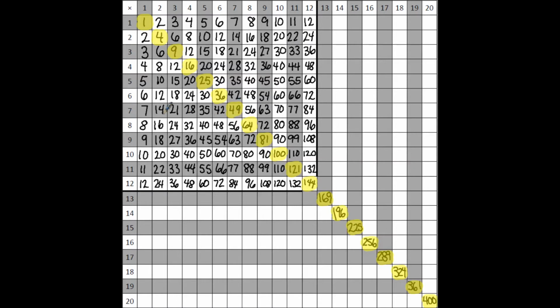The numbers along the diagonal are called something special. And you need to remember how to get to those numbers too. So 7 times 7 gives me 49. So you need to know that the 7th one of these numbers is 49, the 11th is 121.